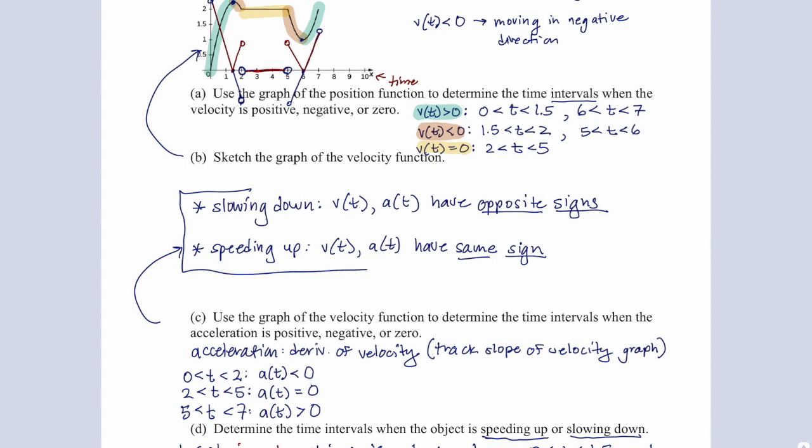If we can, we can analyze the graph of the speed, which is the absolute value of v of t, but we can also look to compare the signs of v and a. If they're opposite each other, then the particle is slowing down. If they are the same, then the particle is speeding up. Right? So that's just another tool we can use.